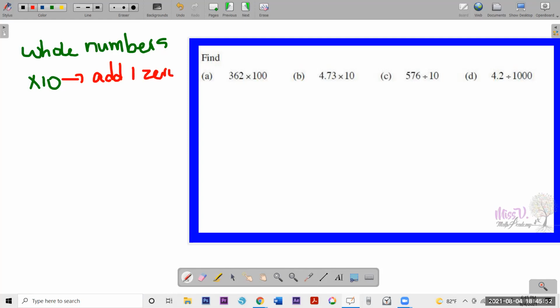So for example, I'm going to use an example of 3. So 3 times 10 would be 30, because all we did was what? Add a 0. What do you think is going to happen when you're multiplying by 100? You're going to add 2 zeros. Very good. Very good. You add 2 zeros.